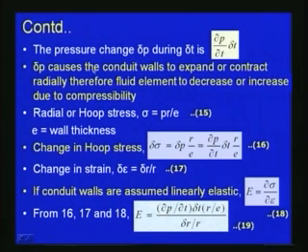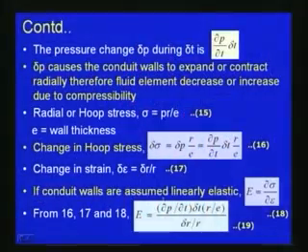So, this delta P causes the conduit walls to expand or contract radially. Therefore, the fluid element decreases or increases due to the compressibility effect. So, finally, we can see that the radial or hoop stress for the pipe or the closed conduit which we consider, we can write sigma is equal to P into R by e, where P is the pressure and R is the radius of the pipe and e is the wall thickness.